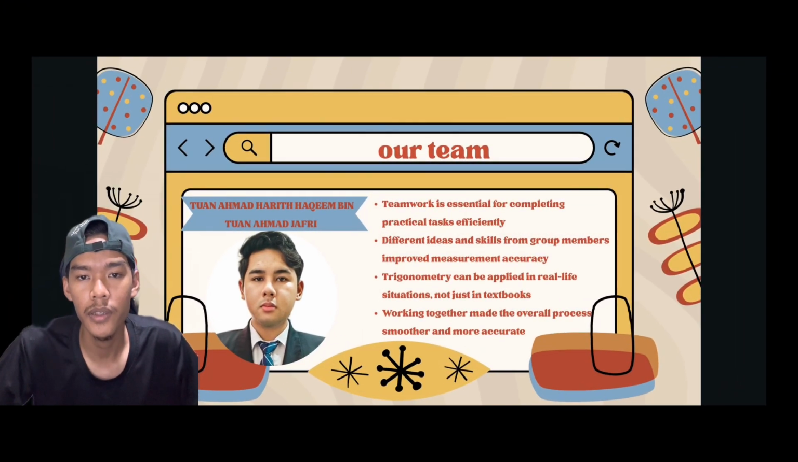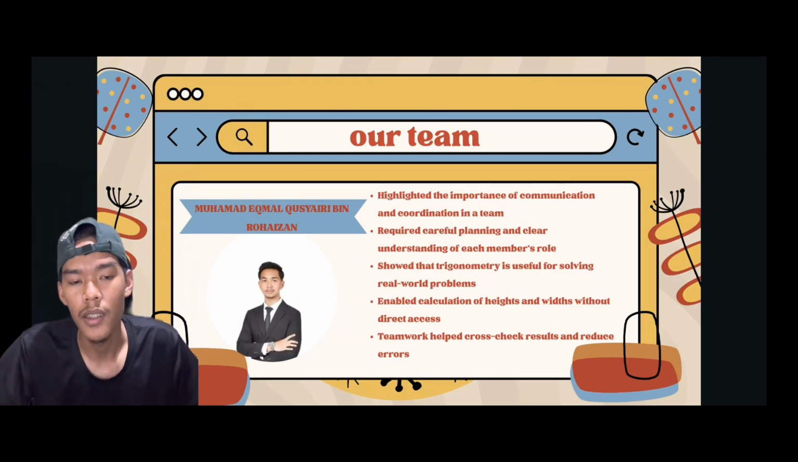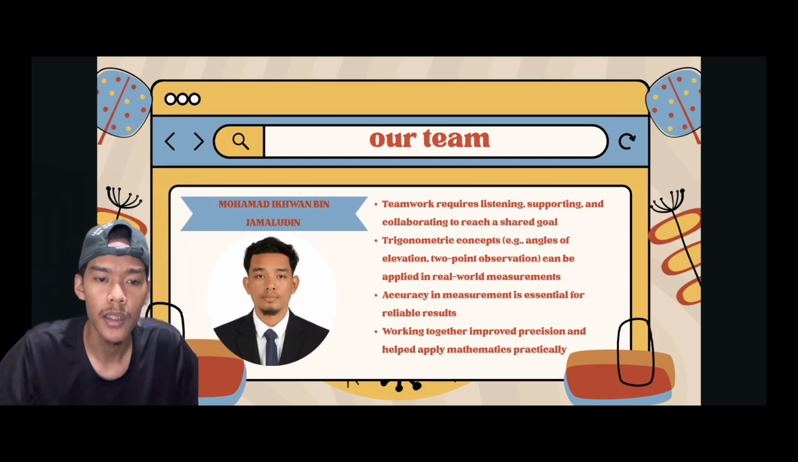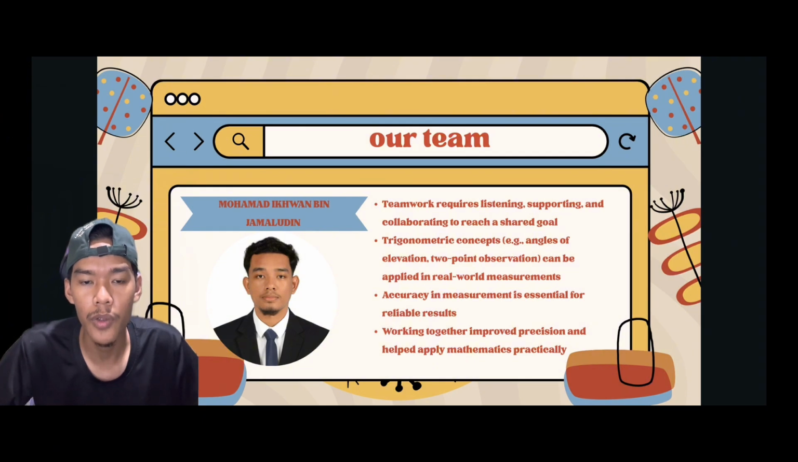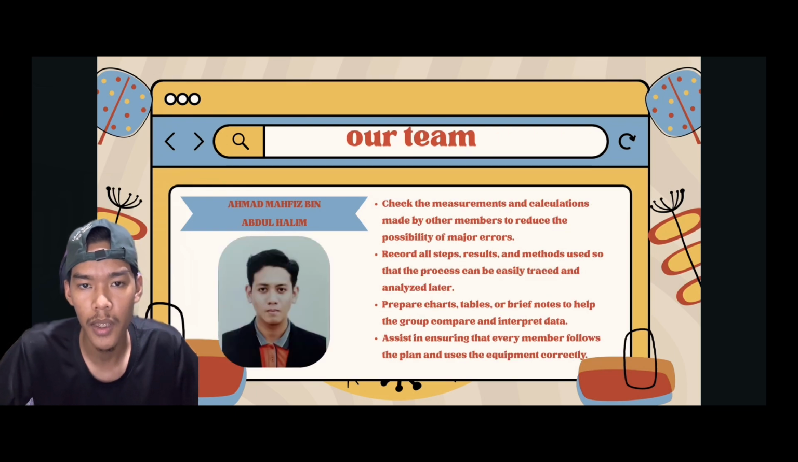Okay, on the first slide you can see our introduction of team members. The first person is Tuan Ahmad Harith Hakim bin Tuan Ahmad Jeffrey, second is Muhammad Iqmal Hushairi bin Rohaizan, third is Muhammad Ikhwan bin Jamaluddin, next is me, Muhammad Hazir Rizal bin Muhammad Rais, and the last person is Ahmad Mahfiz bin Abdul Halim. And you can see beside them their jobs in our group final assignment.